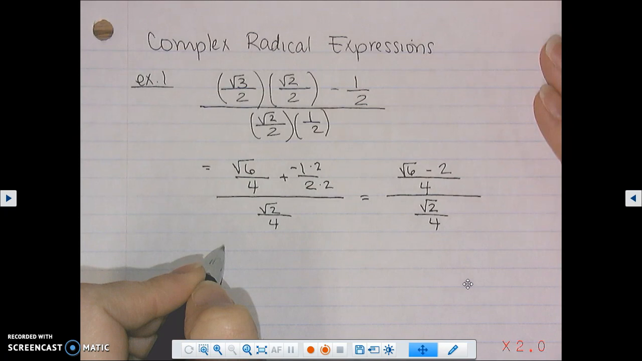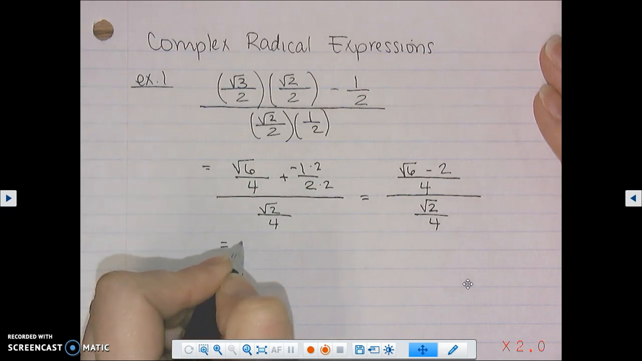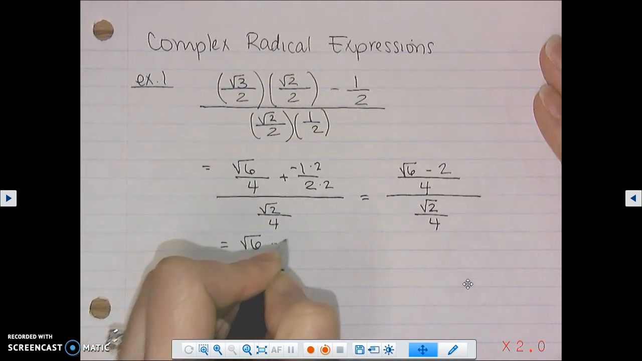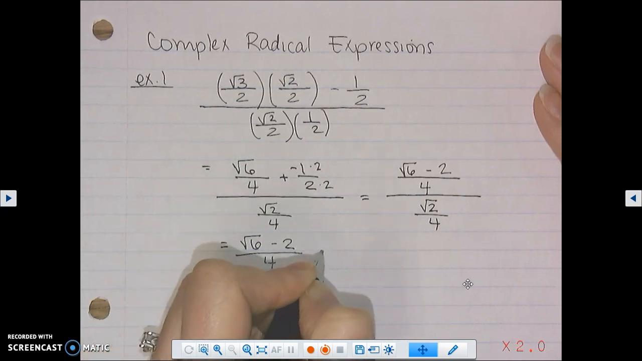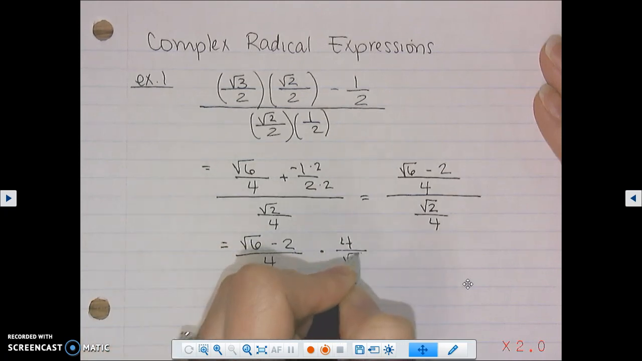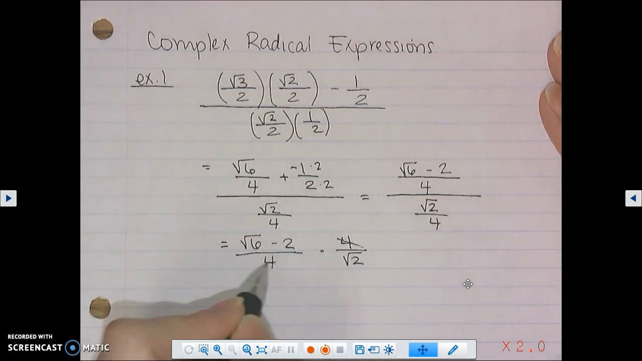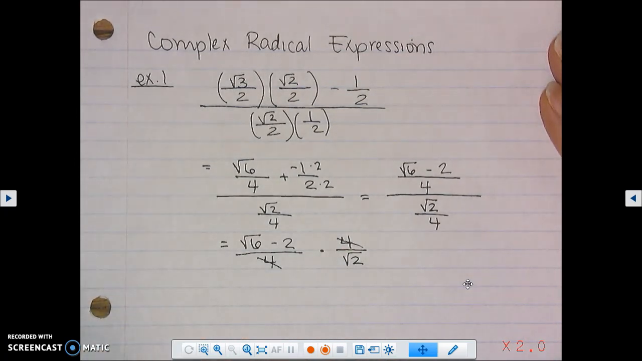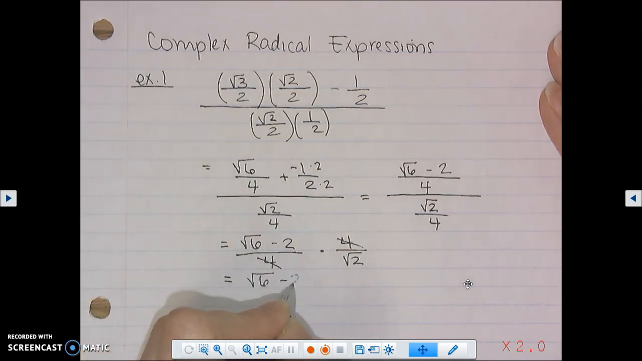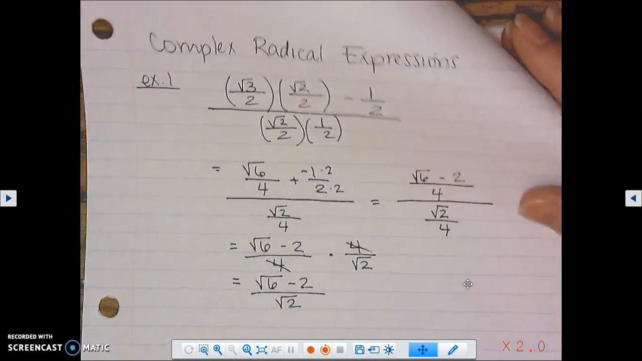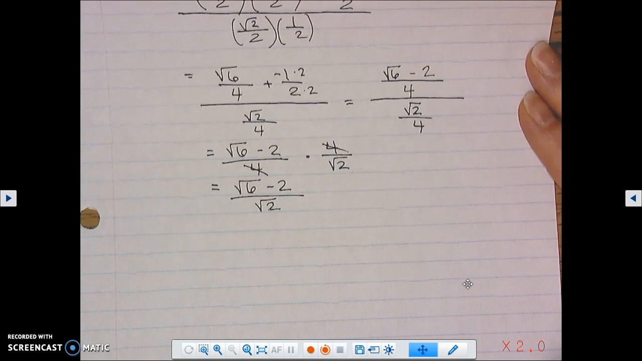There's nothing to simplify. That 2 is inside and the 4 is outside. Now we have a division question. So we're going to keep the top one the same and flip the bottom one and see what can simplify or cross off. So these 4s are monomials, they can cross off, but nothing else can. So we're left with radical 6 minus 2 over radical 2.